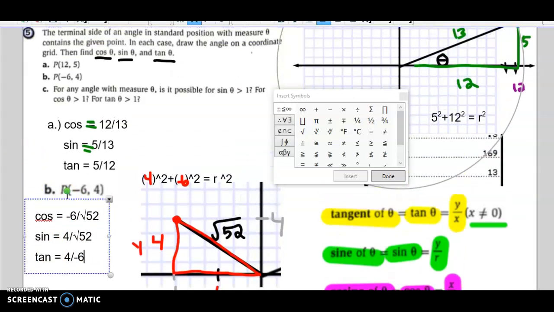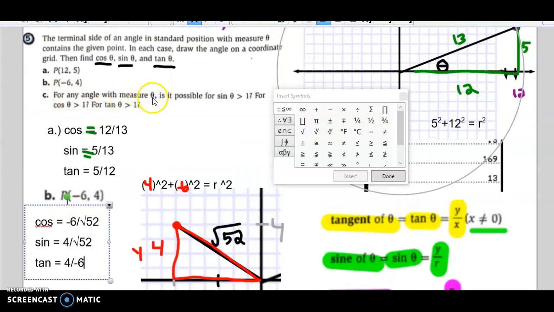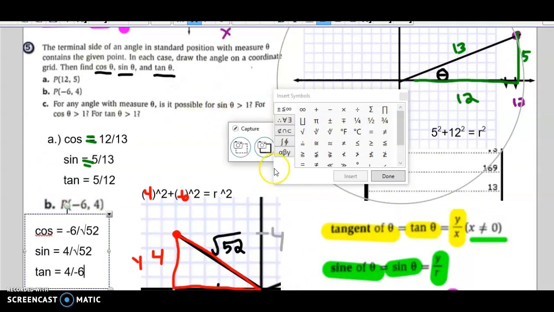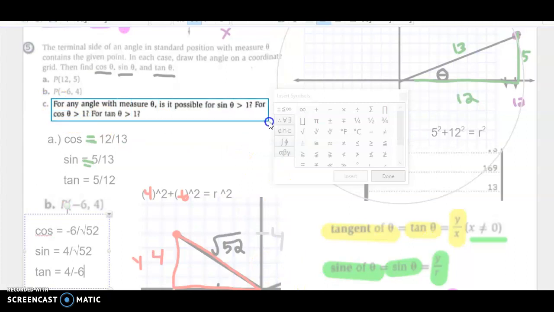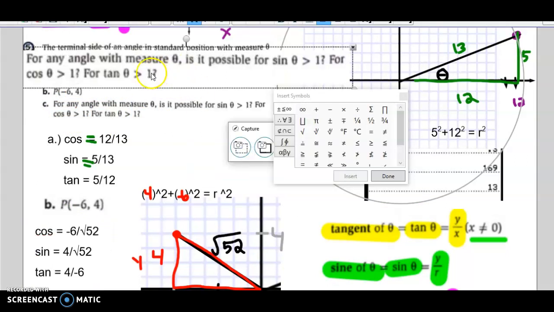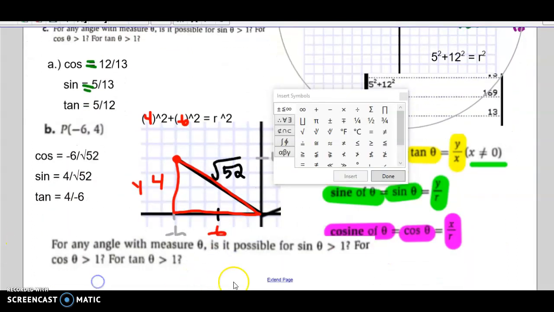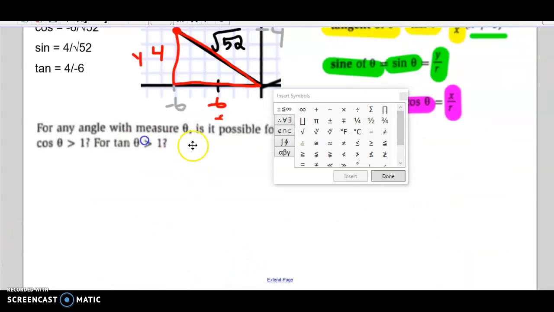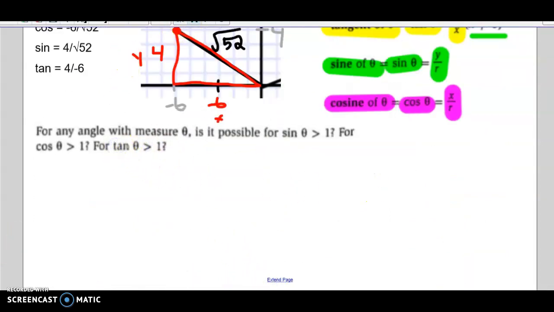Let's take a look at our problem for part C. For any angle with measure theta, is it possible for sine to be greater than 1, for cosine to be greater than 1, for tangent to be greater than 1? Okay? So let's think about this. If sine is more than 1, so let's just talk about this problem. Okay, I'm done with that. So sine is greater than 1. Let's take a look at that one first.